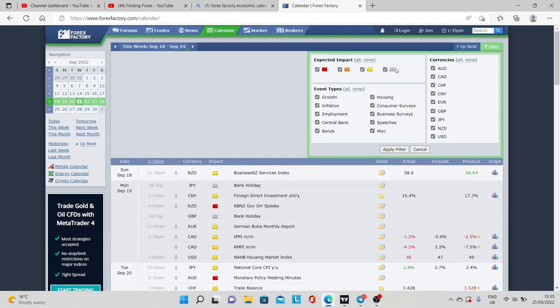So first of all, what we have is the grey docket. Now the grey docket indicates bank holidays, and depending on what currency you've got selected, which you can see down here on the right hand side under currencies, it will show all of the currencies that are undergoing a bank holiday.